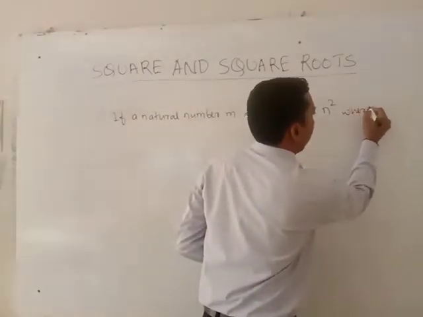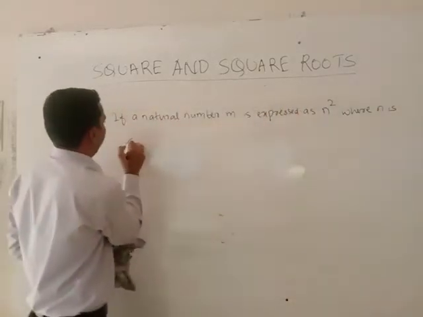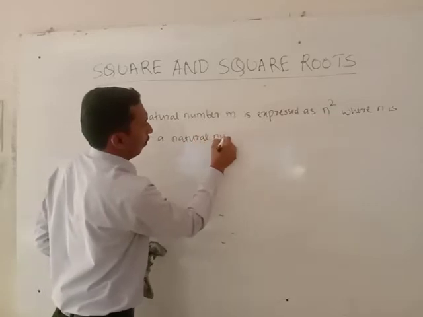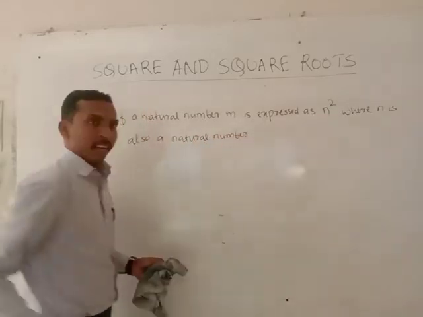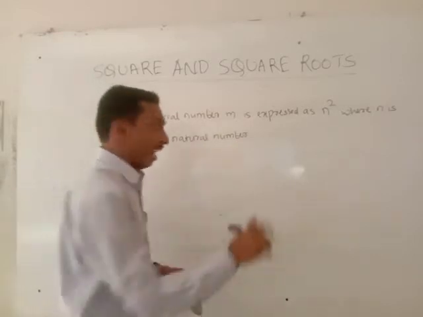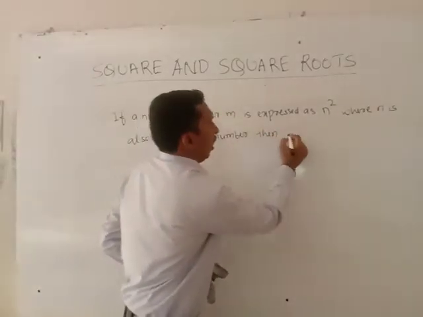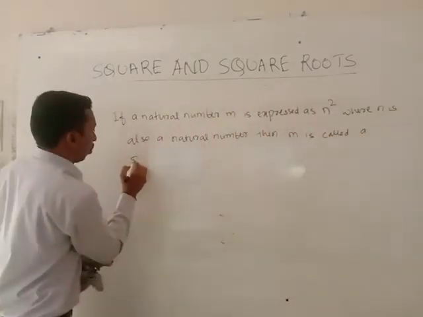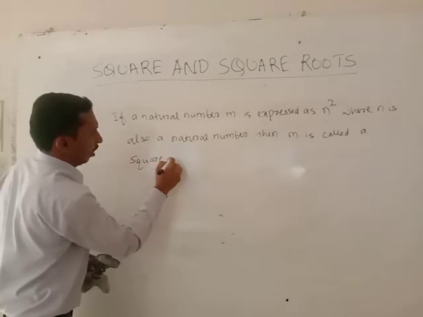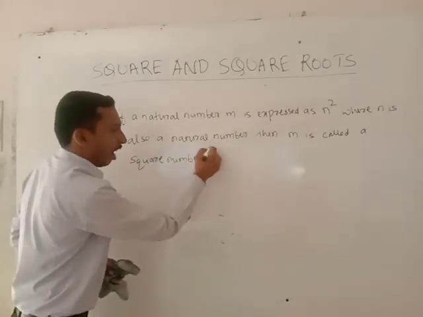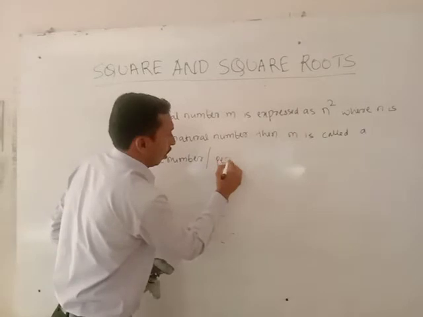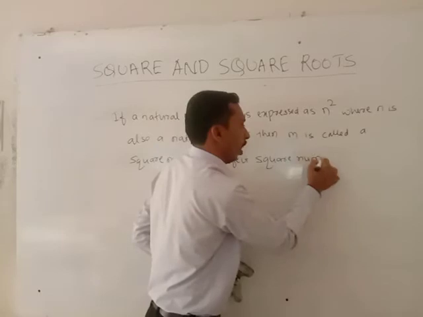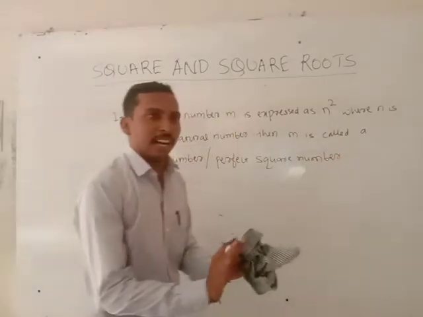where n is also a natural number, if n is also a natural number, then m is called a square number, also called a perfect square number. Okay, so square number and perfect square number both are same.